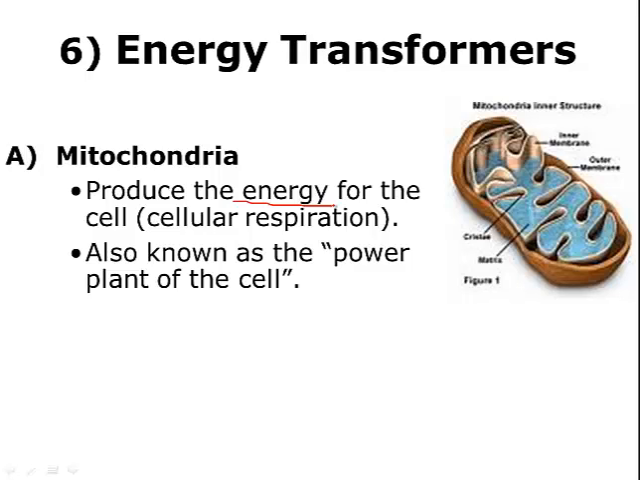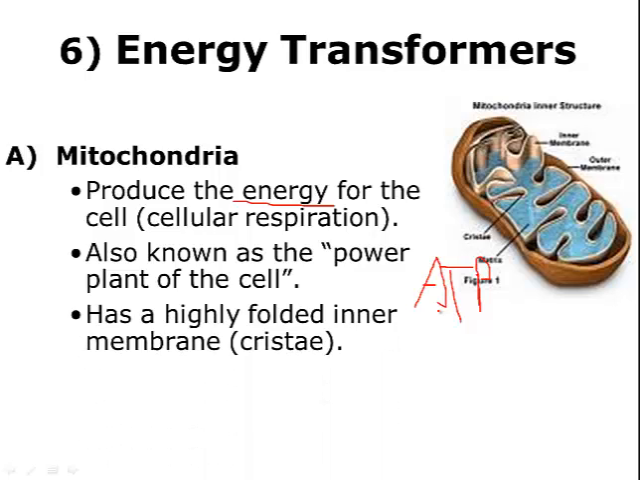They are also known as the power plant or the powerhouse of the cell because basically they're going to take energy that is stored in glucose, in our sugars, and they're going to convert it into a form of energy called ATP. And that ATP is what we're going to use in our cells. It's a very usable form of energy. So we will go over cellular respiration in a lot more detail later on in the year.